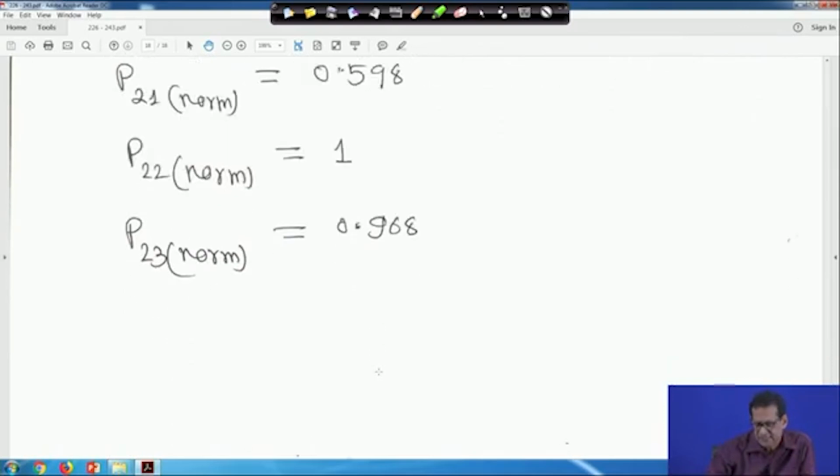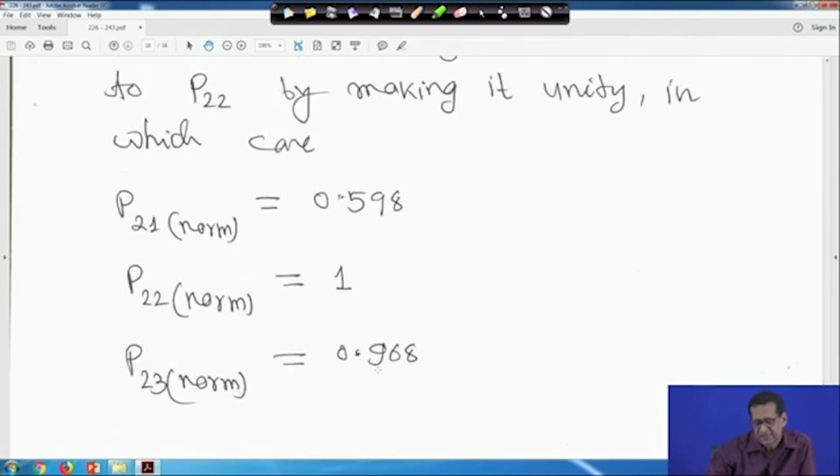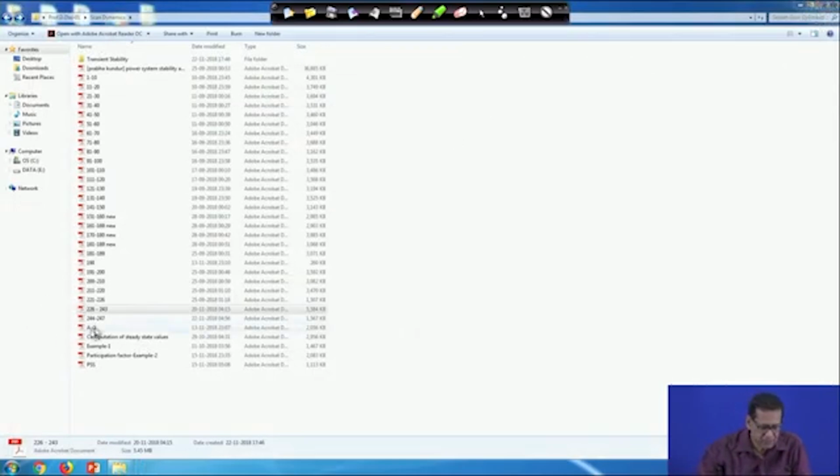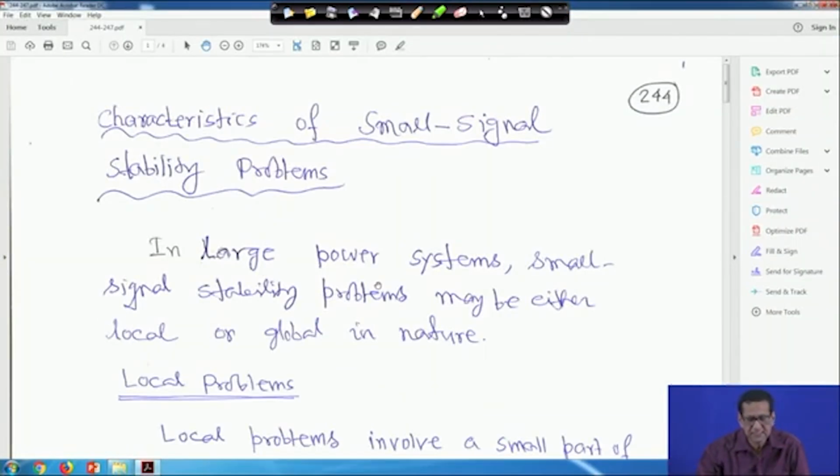But in this case, one thing you have noticed is that only the magnitude is considered and normalized, and no angle is appearing here, only magnitude. So, after this we will go to some general things.